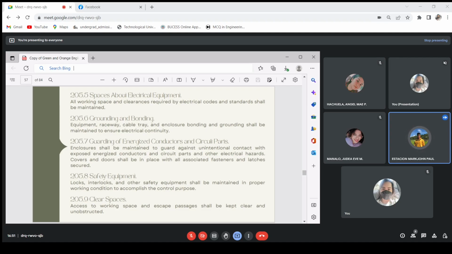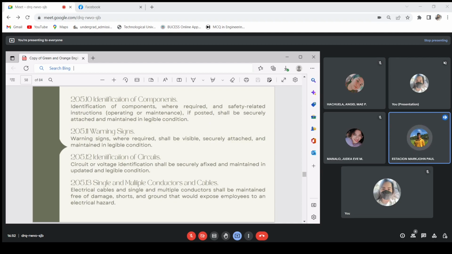So 205.8 safety equipment, locks, interlocks, and other safety equipment shall be maintained in proper working condition to accomplish the control purpose. Dito is yung paglinis ng mga gamit is to ensure safe operation during maintenance and cleaning. 205.9 clear spaces. Access to working space and escape passage shall be kept clear and unobstructed. So dito is para maiwasan ang pwedeng danger na pwedeng mangyari sa workplace.